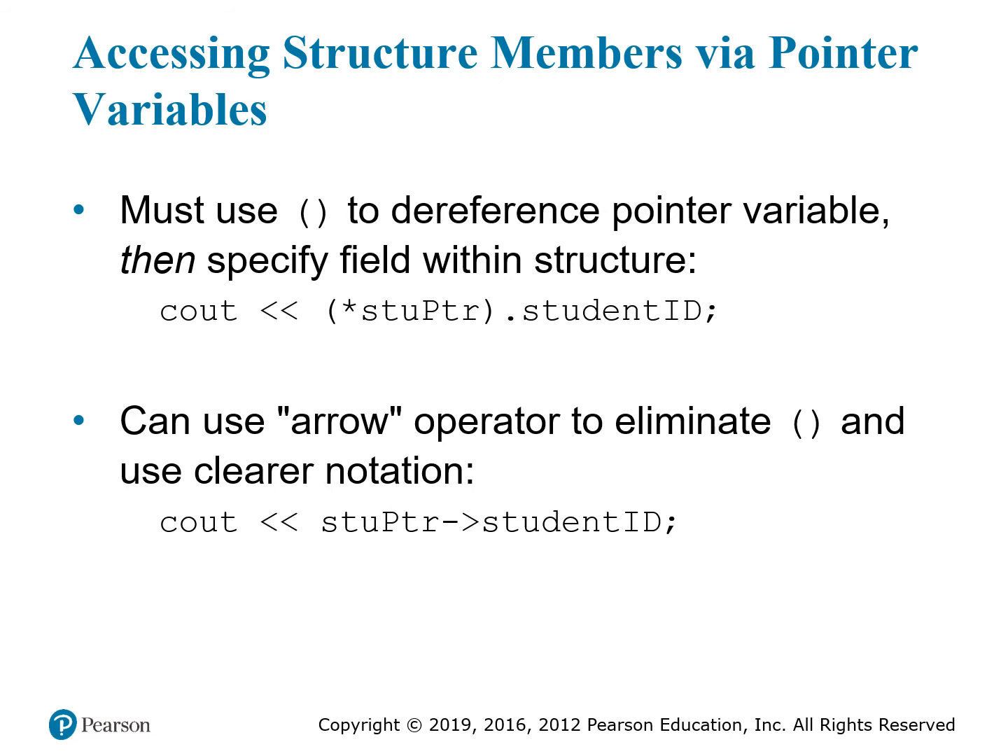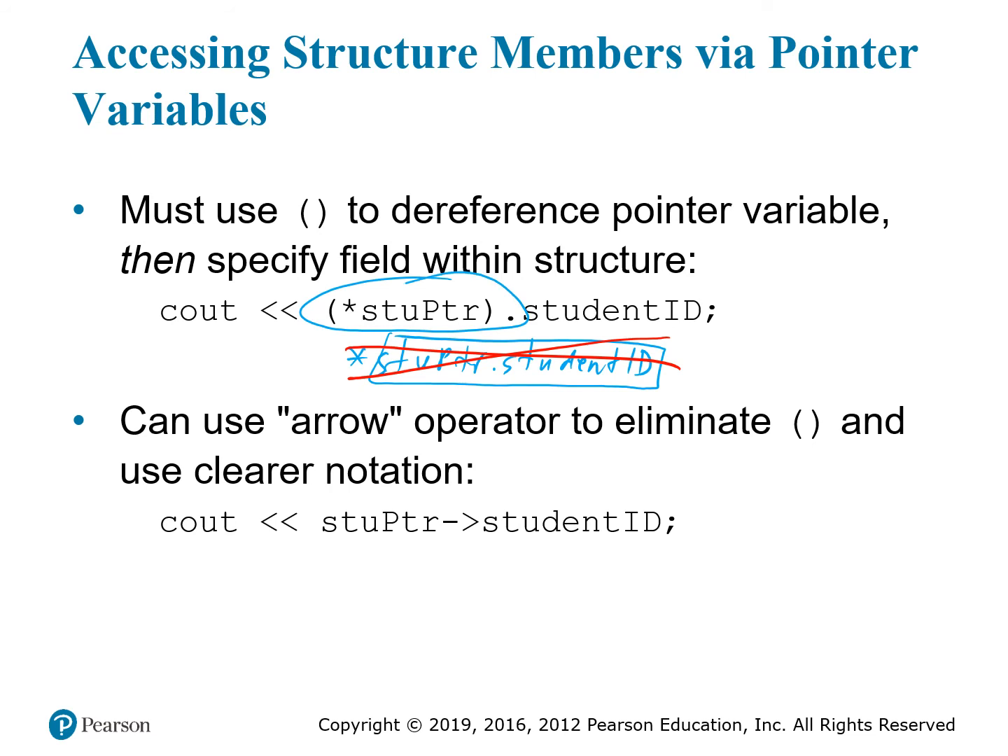You must use parentheses to dereference the pointer variable, then specify the field within the structure. I couldn't just write star stu pointer dot student ID. It would try to interpret that whole phrase as a pointer, and that's not going to work. So I have to do this awkward thing.